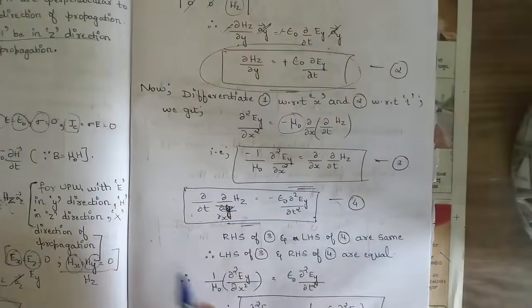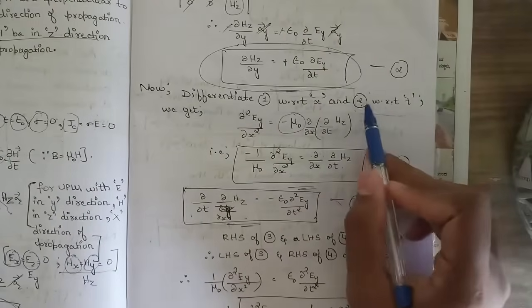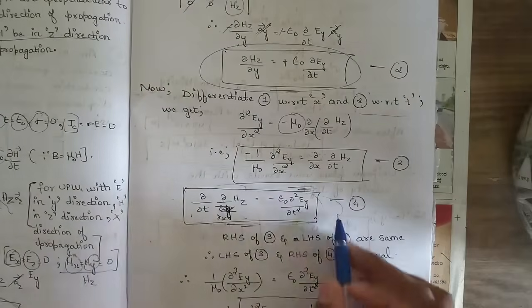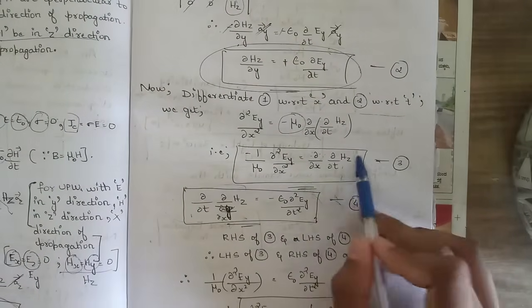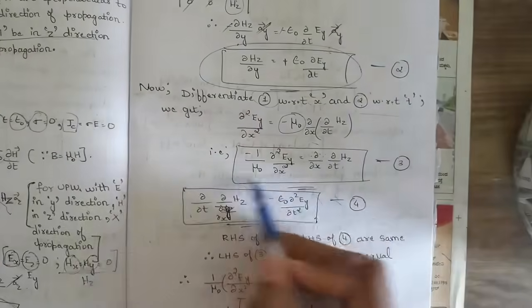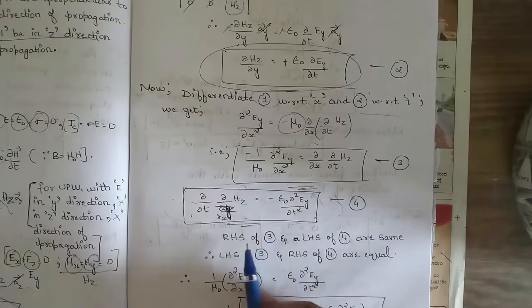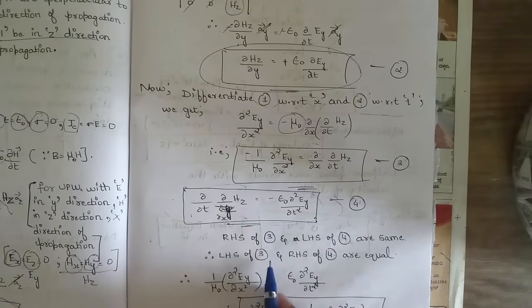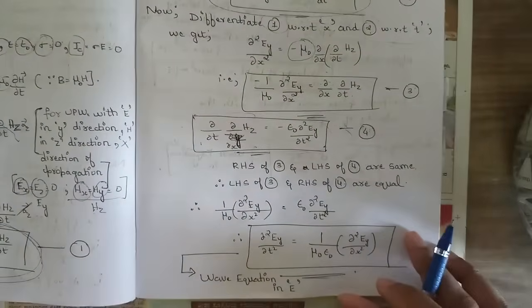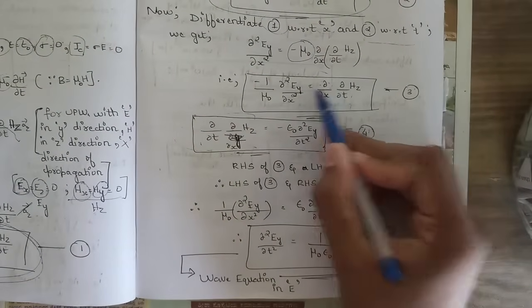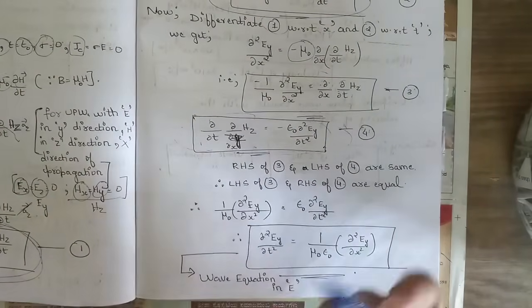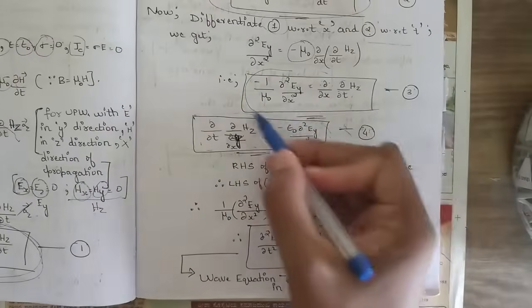For this equation, as we have got it from equation 2, we are differentiating it with respect to t. So when we differentiate this equation with respect to t, this is the equation which we obtained. And when we differentiate equation 1 with respect to x, this is the equation which we obtained. So now what we can see is RHS of equation 3 and LHS of equation 4 are same. Therefore LHS of 3 and RHS of 4 are equal. Since these terms of equations 3 and 4 are same, that is dou by dou x into dou by dou t of Hz is equal to dou by dou t into dou by dou x of Hz, these two are interrelated, that's it. So what we can do is equate the other two terms.